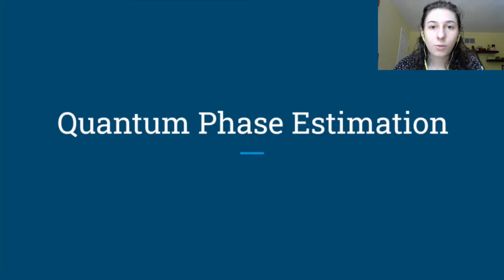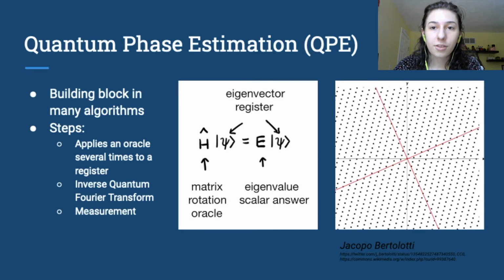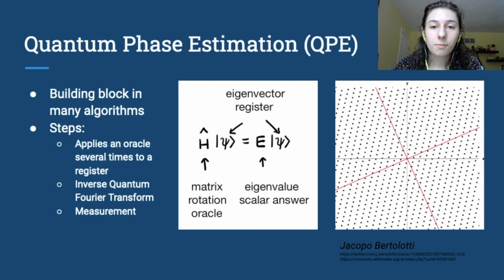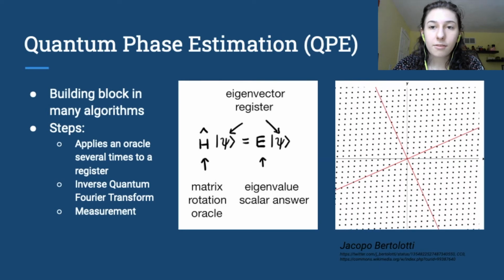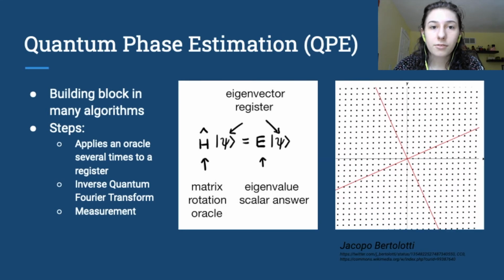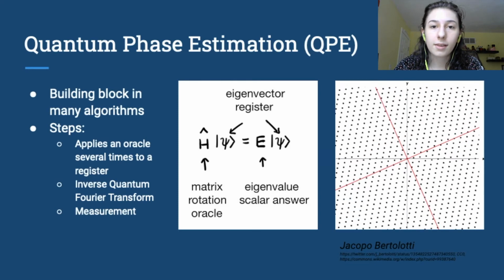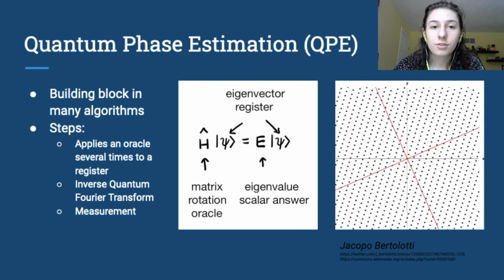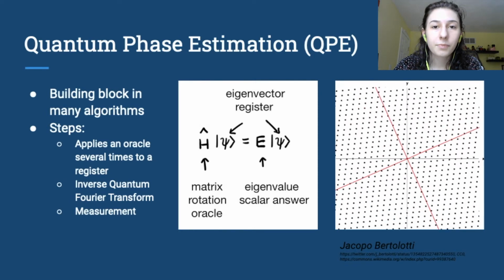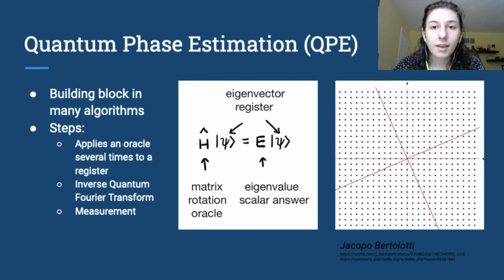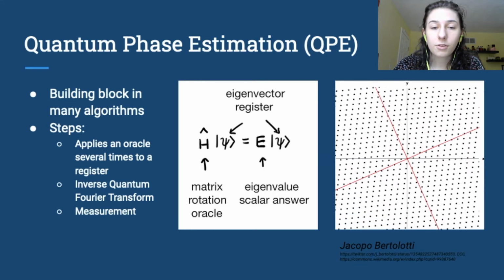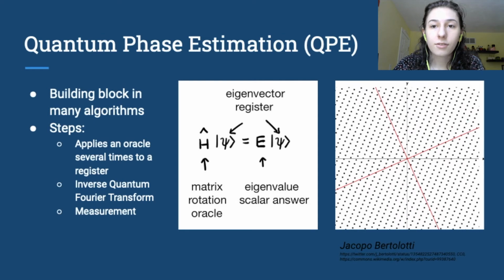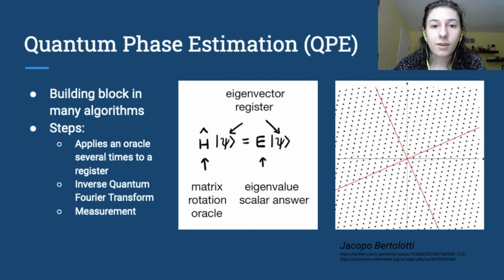For our project, we studied the quantum phase estimation algorithm, or QPE. QPE is an important building block in many more complex algorithms. By itself, QPE can be used to solve for a value, the eigenvalue, in this equation. The left side of the equation consists of a rotation, or a matrix, applied to a register, or an eigenvector. The right side consists of the eigenvalue multiplied by the register. Given a unitary operation affecting the phase of a register, we can compute the eigenvalue.